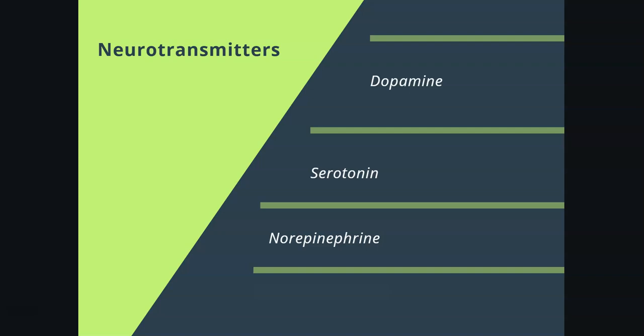Now, let's talk about norepinephrine. This neurotransmitter is also believed to be involved in mood regulation. Increased norepinephrine activity has been linked to manic symptoms, while decreased activity may correlate with the depressive symptoms. Remember, we talked about that in the last lecture.